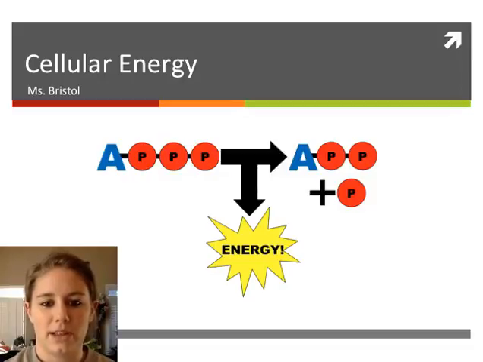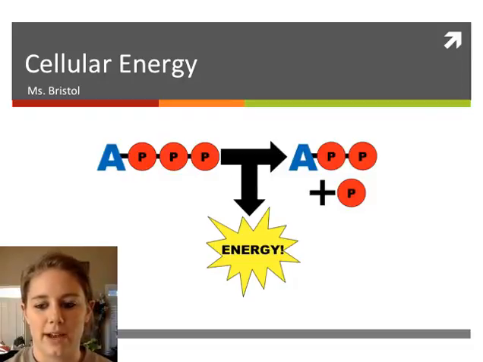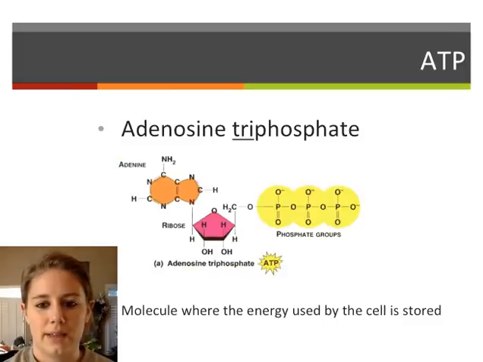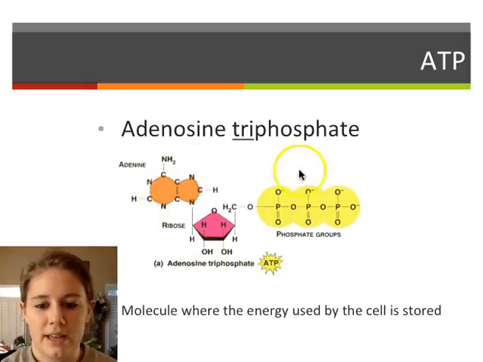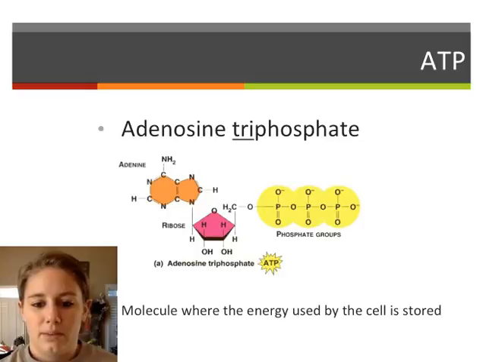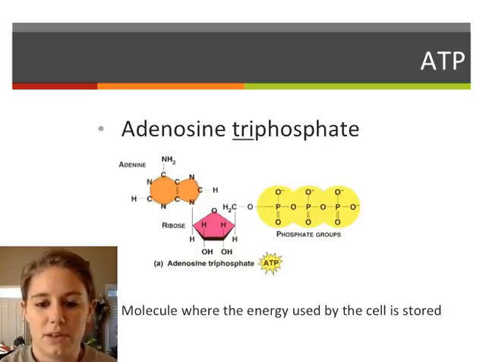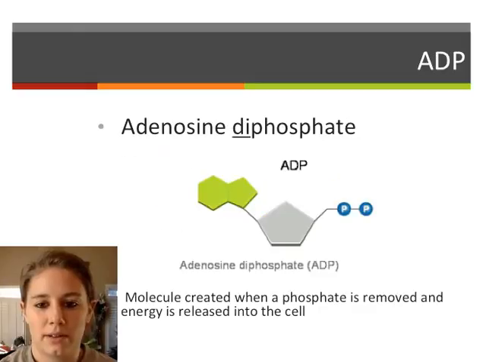Today's notes are on cellular energy, or what we commonly refer to as ATP. ATP is adenosine triphosphate. It's a molecule where the energy used by the cell is stored. As you can see, we have a molecule here, which we refer to as adenosine, and we have triphosphate here. Tri means three, so there are three phosphate molecules in adenosine triphosphate. And again, this is the molecule where the energy is stored to be used by the cell for cellular work.